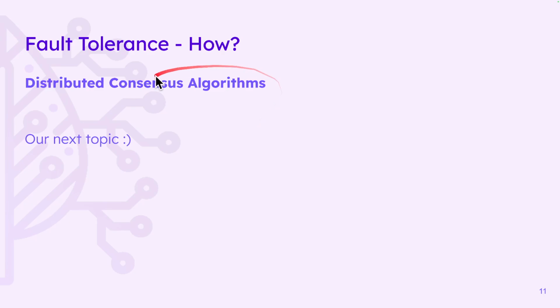Another way of achieving this is distributed consistency algorithms. If you want to keep consistency, for example, during fault tolerance, you need a distributed consistency algorithm. And that's what we're going to look at in our next topic.